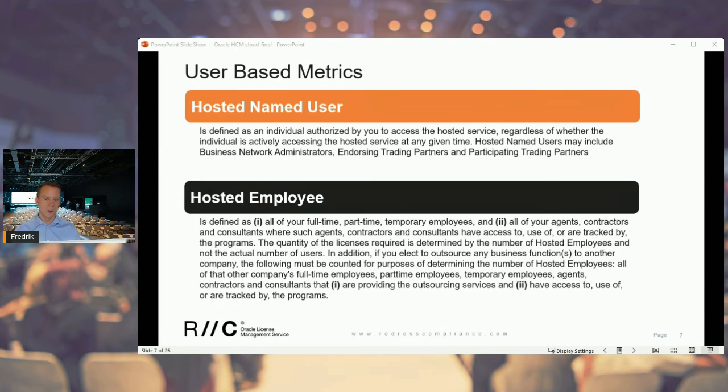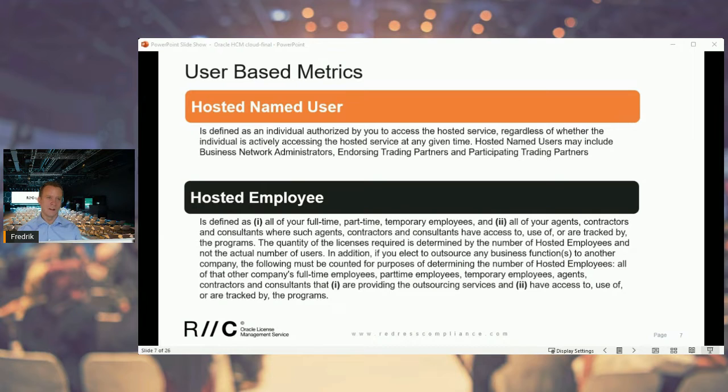Let's start talking about hosted named user and Oracle's definition of it. Hosted named user, which is defined as an individual authorized by you to access the hosted service, regardless of whether the individual is accessing the hosted service at any given time. When counting the number of licenses required for HCM Cloud, it is important to note here, if you grant a user access to a cloud service that is licensed by a hosted named user, you need to license that user regardless if they're using the service or not.